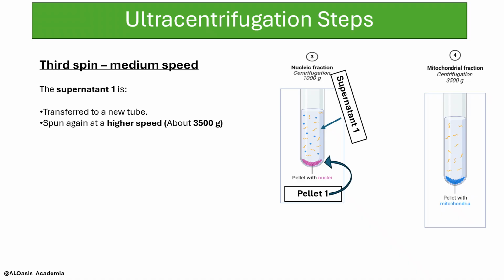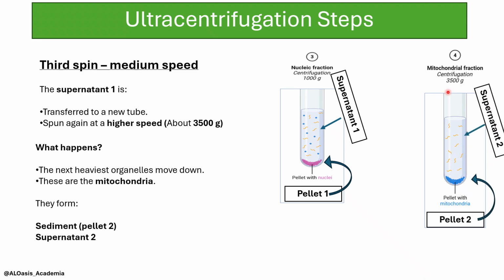In the third spin, we will use medium speed. So what happens is that in the second spin, we created supernatant 1 with all the organelles that are lighter than the nucleus. So we will transfer this supernatant into a new tube, and then we will spin that tube at even higher speed, which is 3500 G. Centrifuging the tube at this speed, the next heaviest organelle will be precipitated and will form the pellet, and in this case it's going to be the mitochondria.